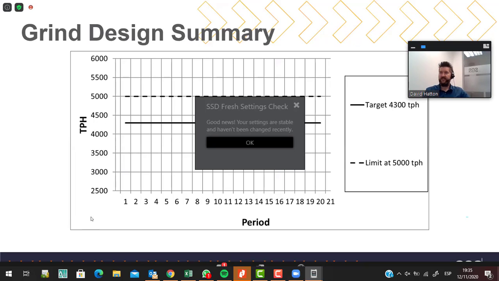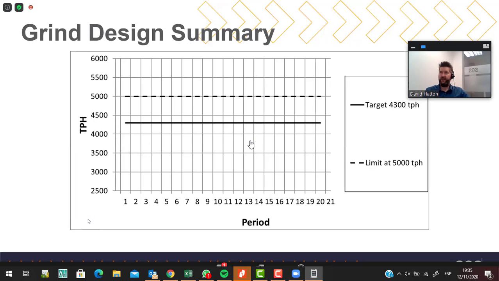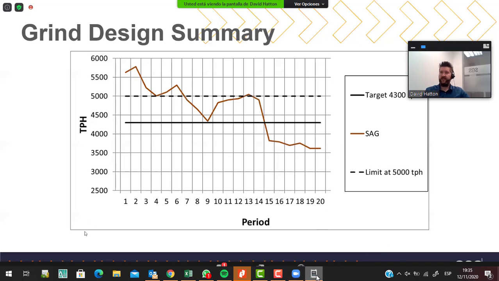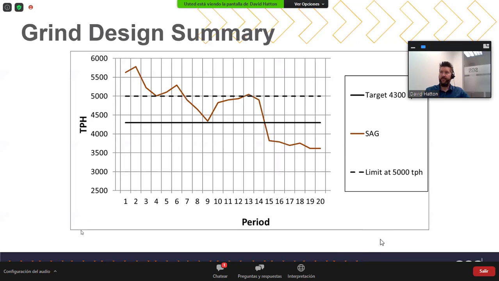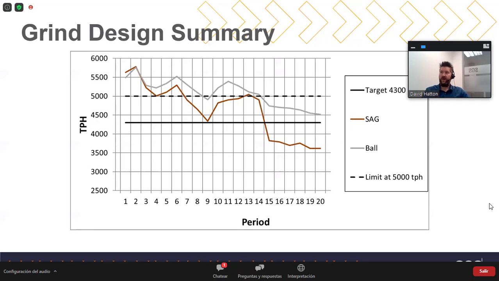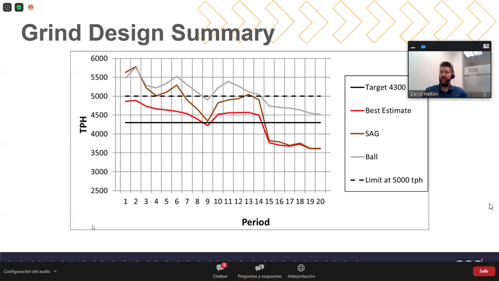Right, well now let's do some investigation. Let's run our model. So we get a limiting throughput of our SAG mill that would look something like this, based on the variability in the hardness for each of the years. We've got a limit for our ball mill as well, shown in gray there. As you can see here, the SAG is more limiting than the ball mill. So we're going to get a little bit higher throughput through our ball mill than our SAG mill.